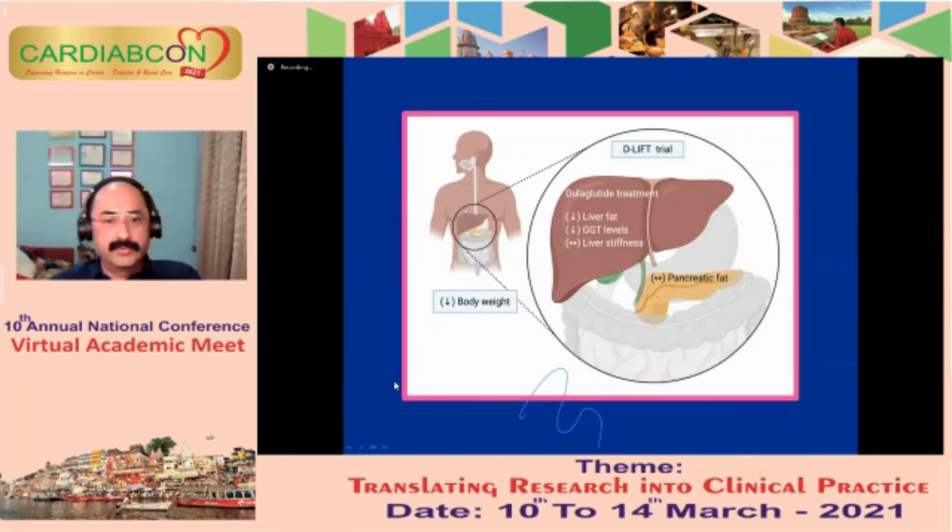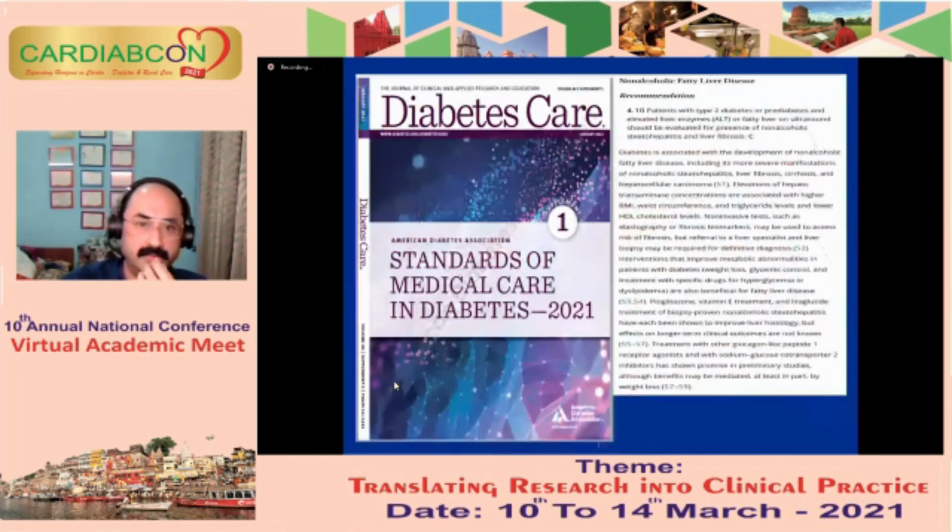So this cartoon just summarizes the DLIF trial benefits: reduction in liver fat quantified by MRI, the GGT levels, no change in liver stiffness, possibly because of short duration of the study, numerically reduction in pancreatic fat, and significant reduction in body weight, along with across the board better glycemic control, which happened in both the groups, because the standard of care was aimed to provide a glycemic equipoise, where at the end of 24 weeks, both the groups should attain the best possible A1C reduction.